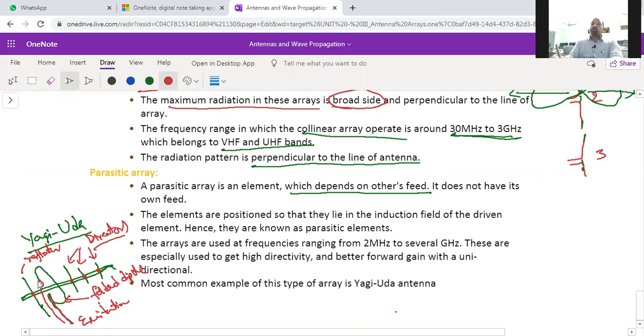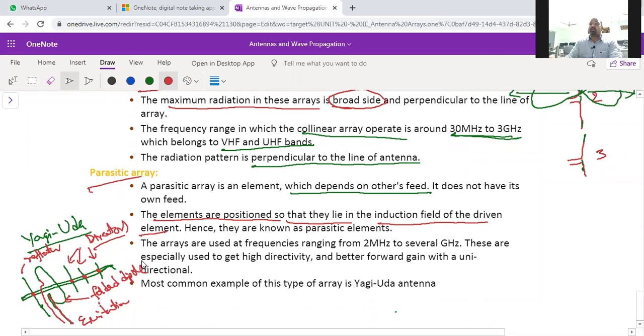Only the folded dipole is excited, and all the other elements are connected mutually, and that is called a parasitic array. Only one element in the array is excited and all the other elements are connected mutually. That is called a parasitic array. All the elements are positioned so that they lie in the induction field of the driven element.